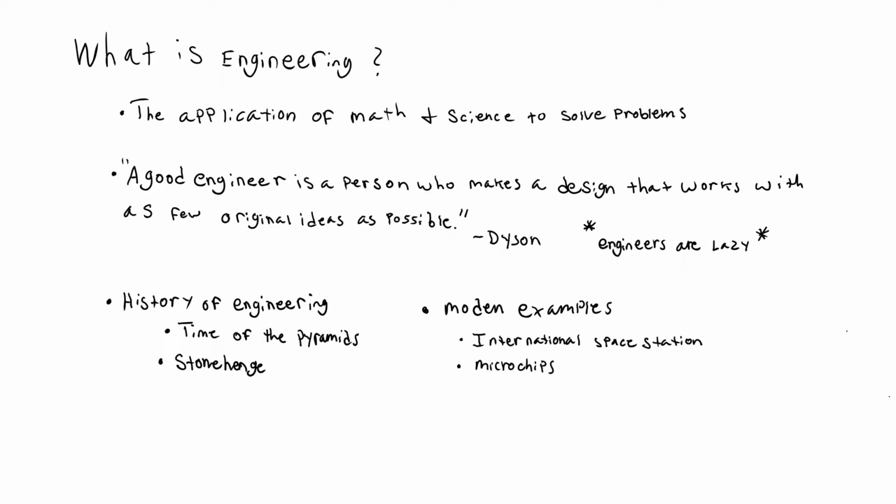The history of engineering can be taken back to the time of the pyramids, Stonehenge, the Parthenon, and the Eiffel Tower. Today's engineers not only build things on a massive scale, such as the International Space Station, but also on a much smaller scale, like microchips.